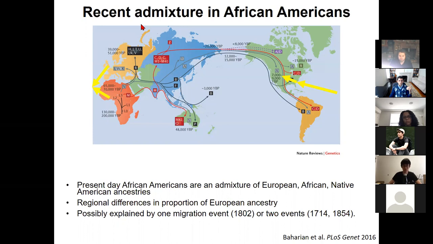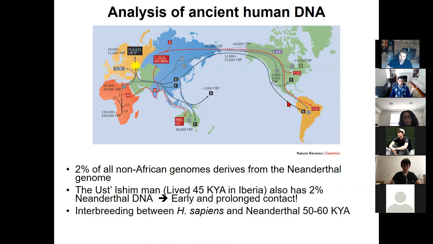If you look at the recent admixture of African chromosomes with the slave trade into America, with this mixture with European, you again see multiple migration events with the slave trade.